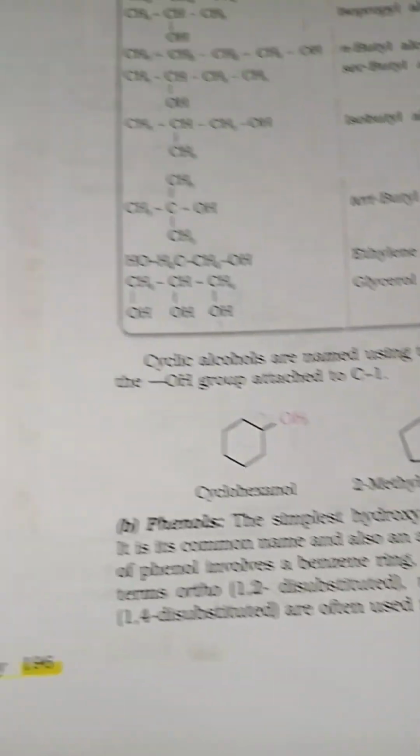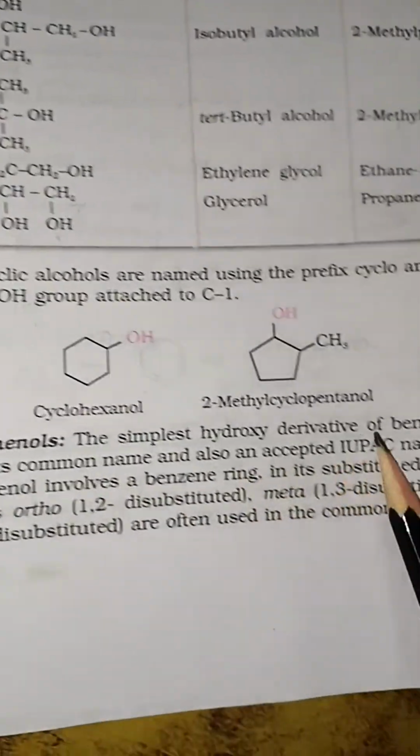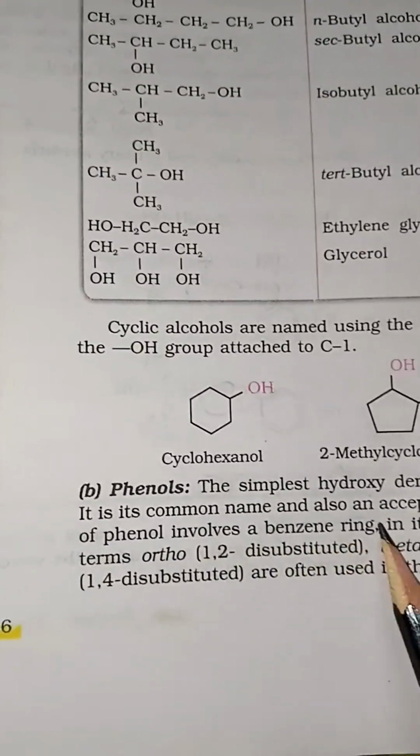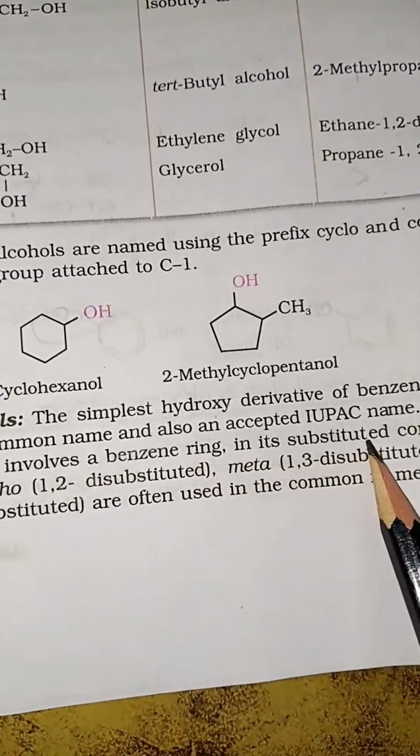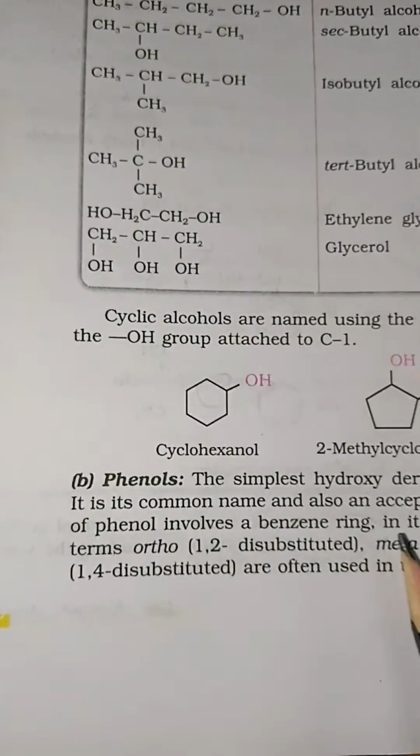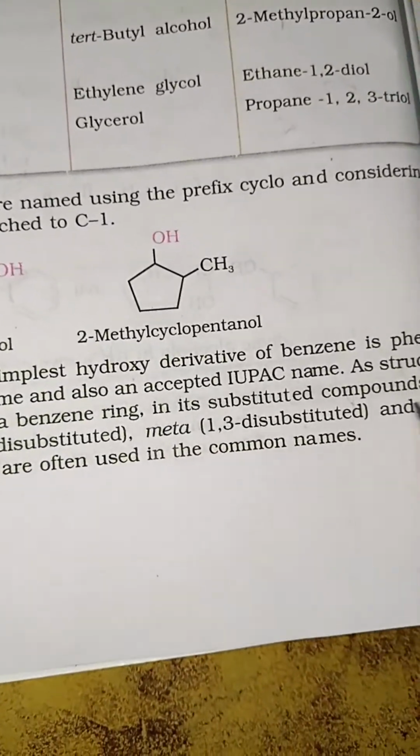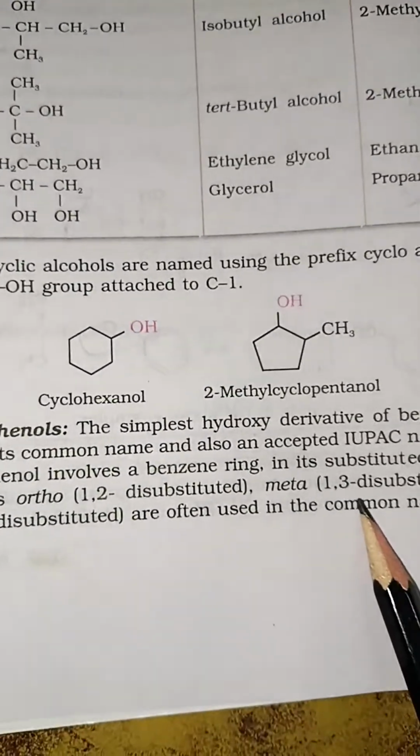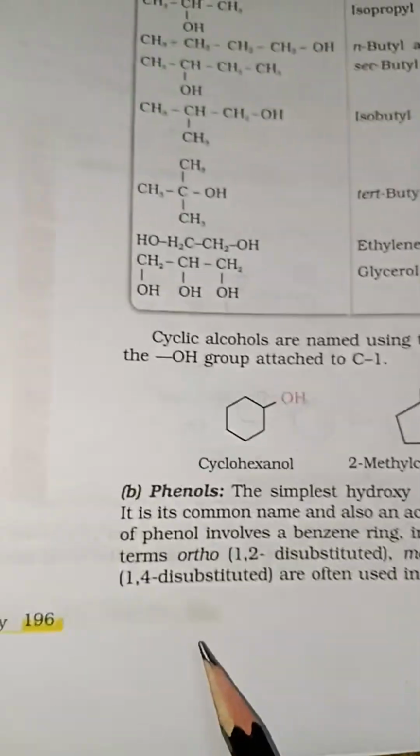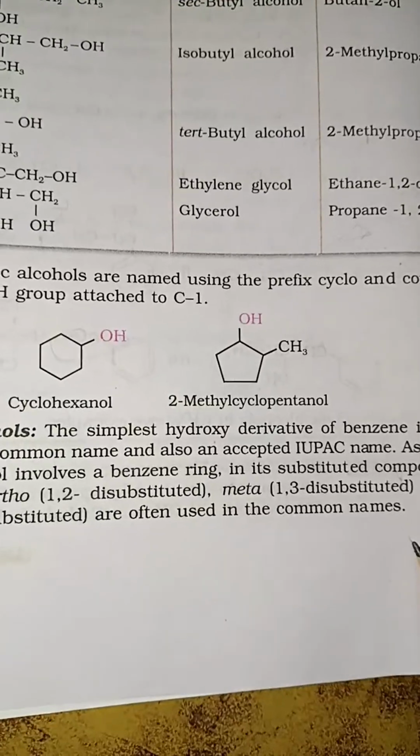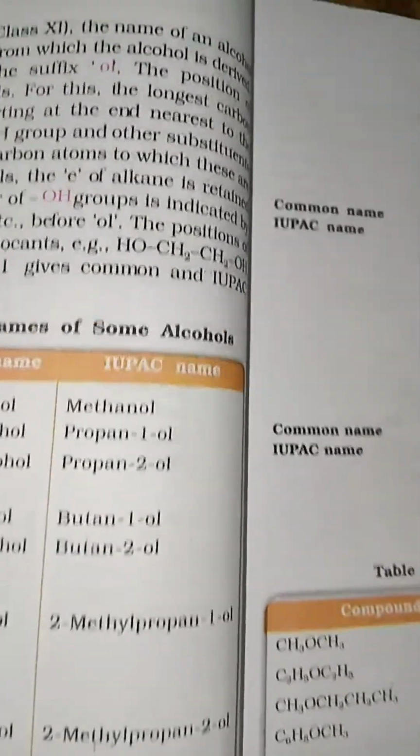Next, we will continue with phenols. The simplest hydroxy derivative of benzene is phenol. It is the common name and also the accepted IUPAC name. The structure of phenol involves a benzene ring. In its substituted compounds, the terms ortho (1,2 disubstituted), meta (1,3 disubstituted), and para (1,4 disubstituted) are often used in the common names.